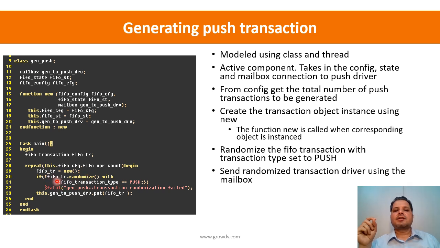What it does is, whatever variables are declared as rand inside the FIFO transaction class would get randomized, right? By default, they can take random values based on the type of data, and you can add additional constraints wherein you can define how the values that it can take can be limited. So that can be done. We will look at it when we look at the FIFO transaction class.